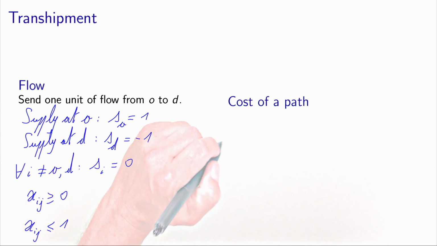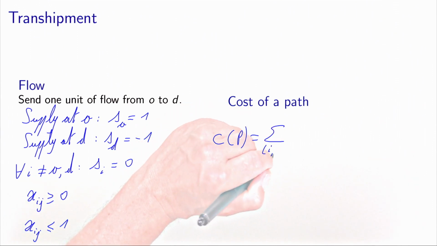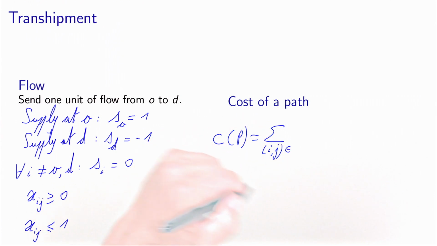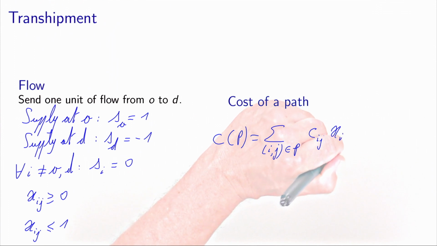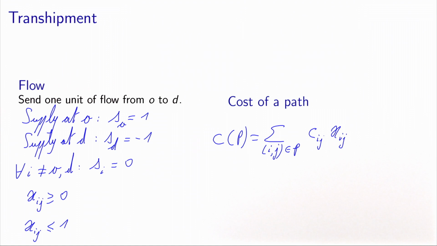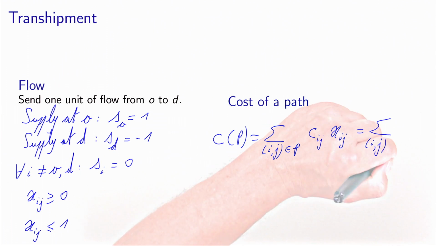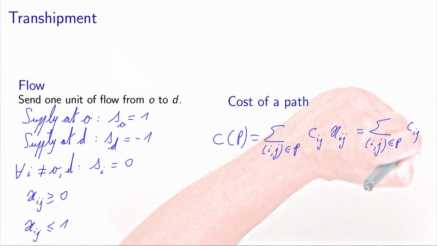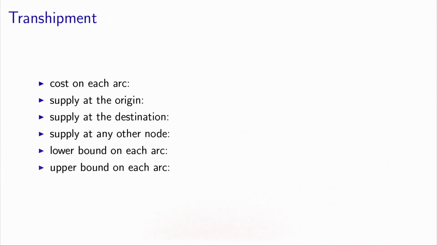And actually the cost of the path can be simplified. We calculated the cost of the path to be equal to the sum over all the arcs of the path of Cij xij. But now we know that in the optimal solution, this xij will actually be either 0 or 1, which means that we can actually calculate the cost of the path as simply the sum of the cost of the arcs. So if we summarize, the data of the transshipment problem are the following.